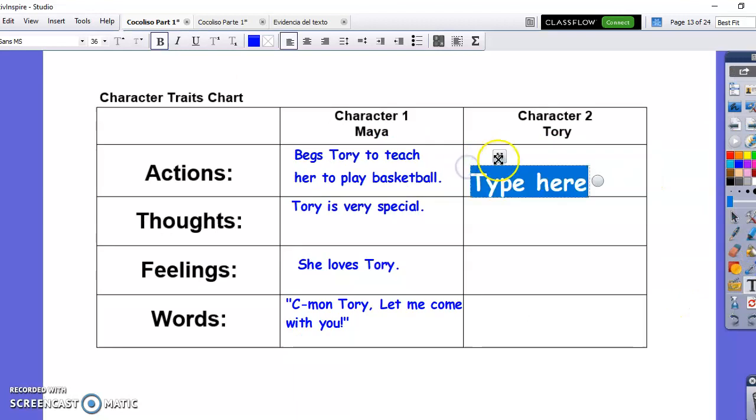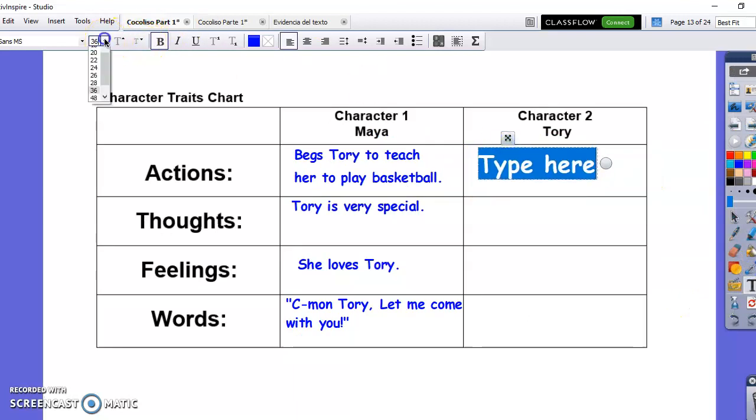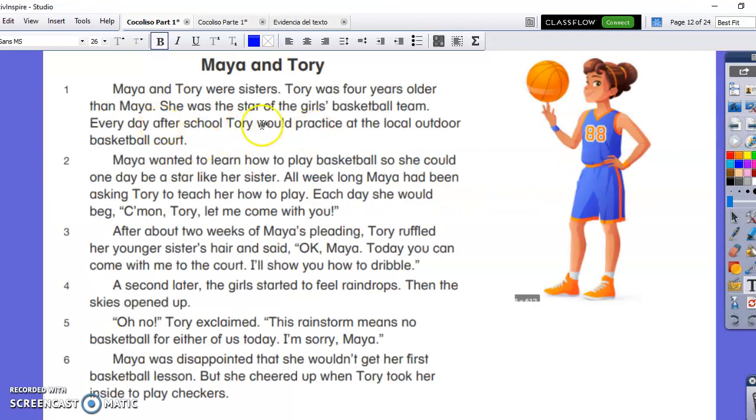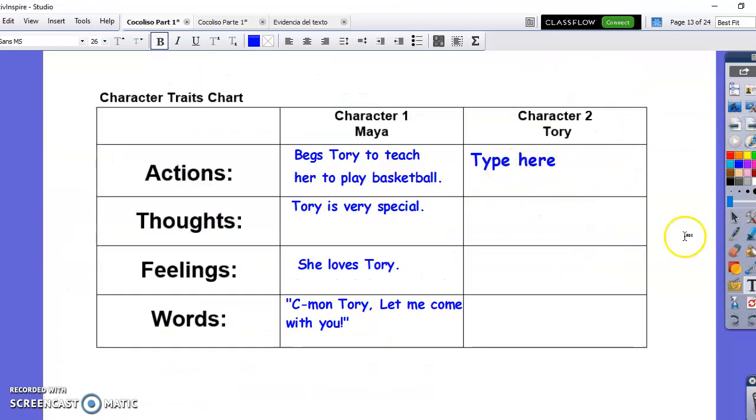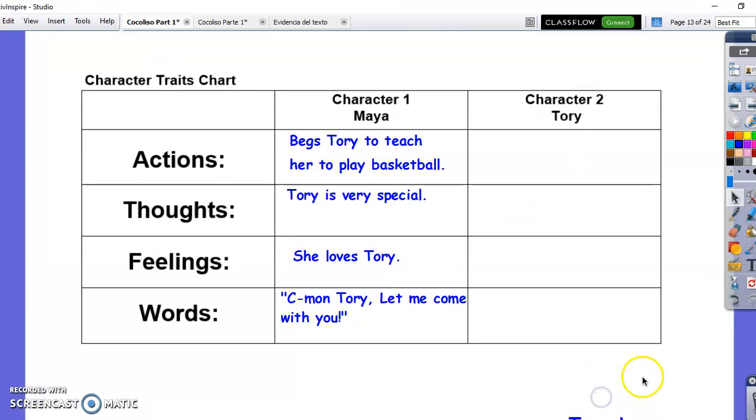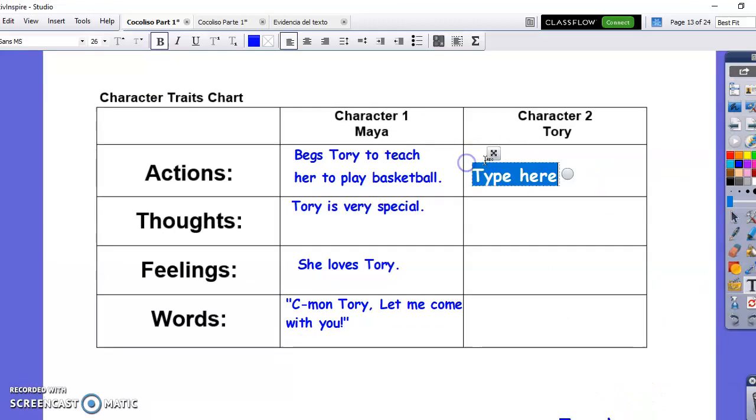Now, when I'm looking at the other side, the character traits of Tori, the older sister, I can also tell what are some of the actions that she does every day. When I look at actions of Tori in the first paragraph, what it tells me is every day after school, Tori would practice. I know that she's a basketball star. She practices a lot. So that tells me about her character.